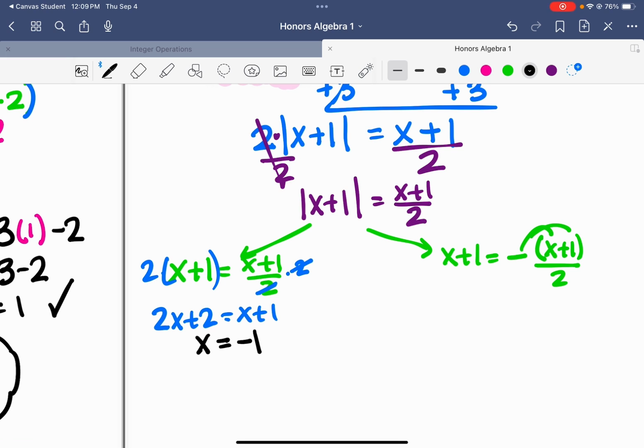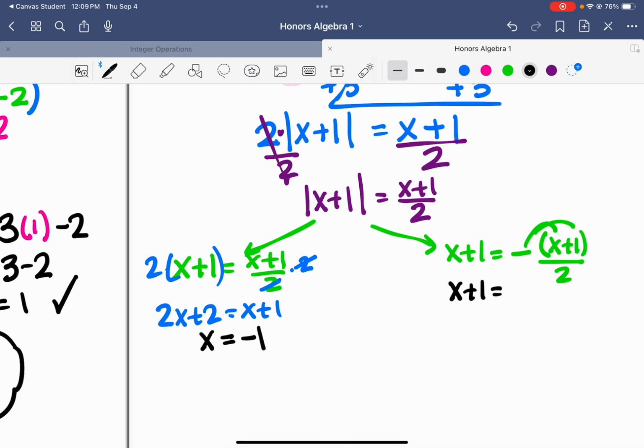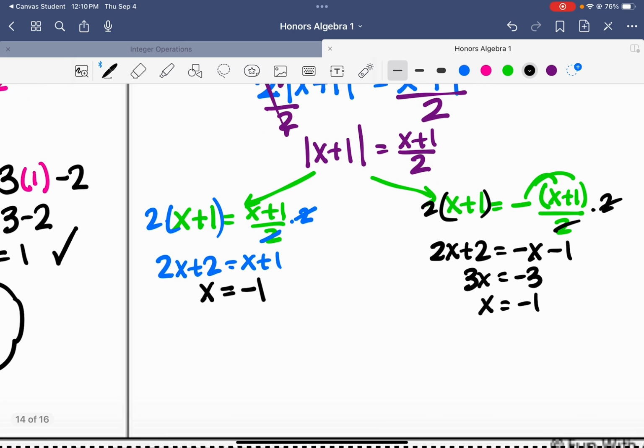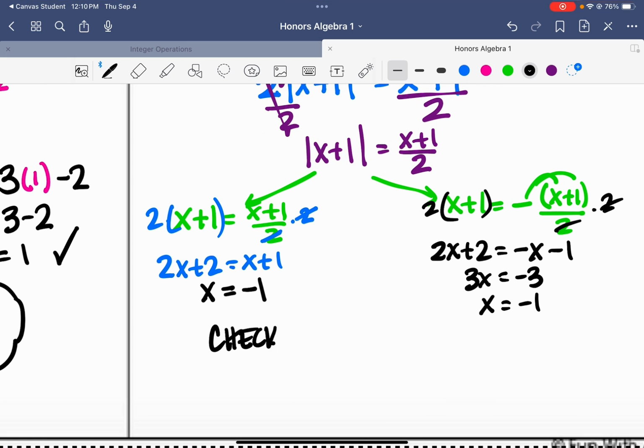And then on this side, what we get, x plus 1 equals, oh, you know what? Let me do the multiply by 2 thing first. I'm going to multiply by 2 on both sides. So I get 2x plus 2 equals the opposite of x minus 1. So if I add x, I get 3x. If I subtract 2, I get negative 3. They're both the same answer. So I get x equals negative 1 either way. So I only have to check x equals negative 1. That's all you have to check. If you only get one answer, that's all you got to check.